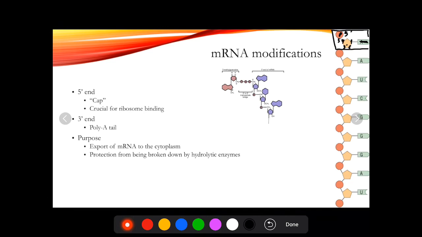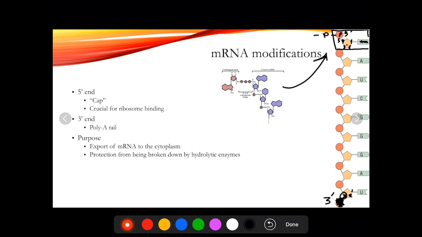This is the 5' end because it has the phosphate attached, 5 and phosphate, and then there's nothing past that. Now, down here there should not be a phosphate, and that makes the 3 carbon available, so this is the 3' end. On the 5' end, we do what is called a 5' cap. All eukaryotes do this.